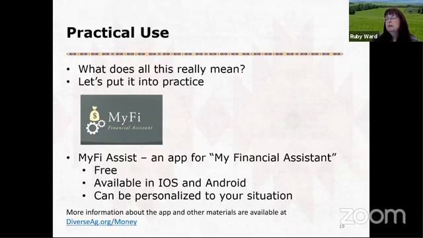So here is the app. It's called MyFi Assist. It may also be listed as USU, for Utah State University, MyFi Assist, but that is the icon you'll see it with. It's available for free on iOS and Google Play. It's been updated on iOS and is in the process of being updated on Google Play, so there may be one or two different versions in the App Store, but we're working on that, and it should be there over the next week or two. If you have questions, come back to us. More information on the app and materials is available at this website, diverseag.org/money.